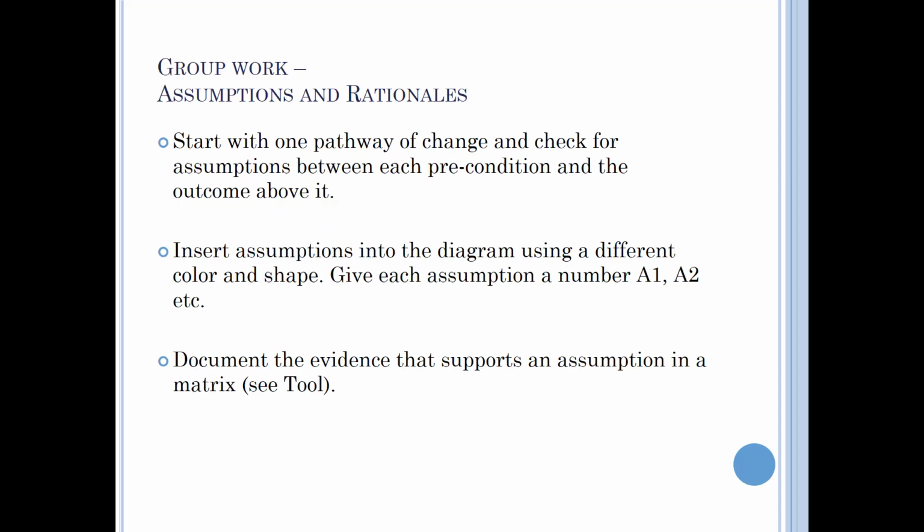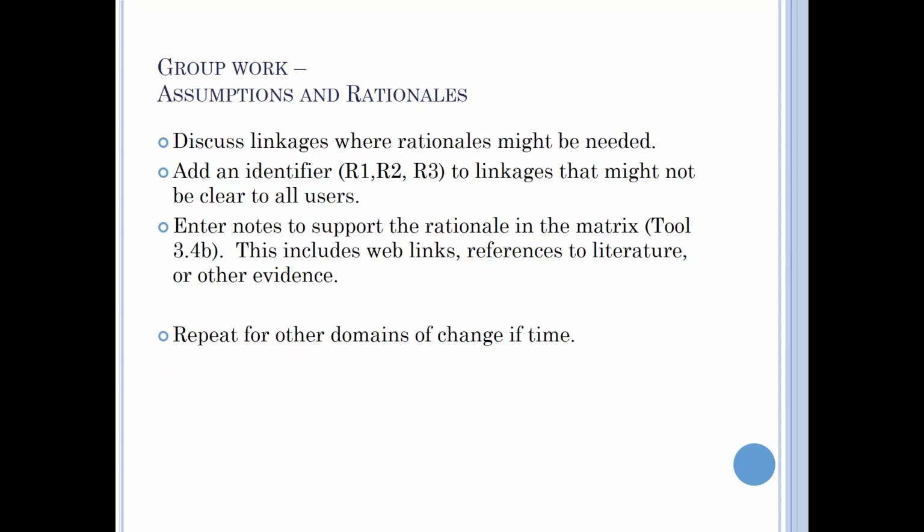So you should start with one pathway of change and check for the assumptions between each precondition and the outcomes above them. You should insert these assumptions in the diagram like I've shown you before, and then you can document them in such a table or so-called matrix. The same for the rationales, of course. So that's all I wanted to say to you about assumptions and rationales.